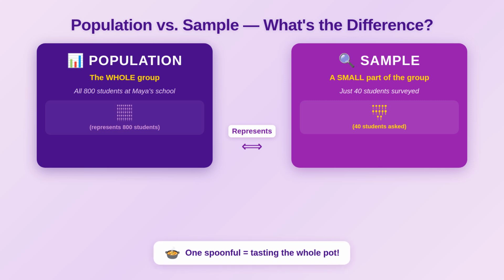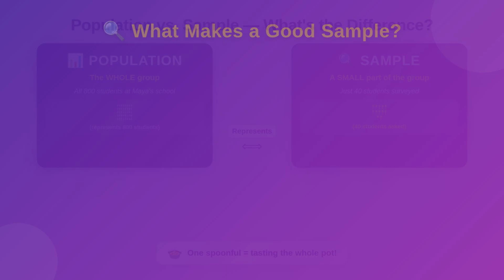The big idea is this: if your sample is chosen well, it can represent the whole population. Think of it like tasting one spoonful of soup to know if the whole pot needs more salt.